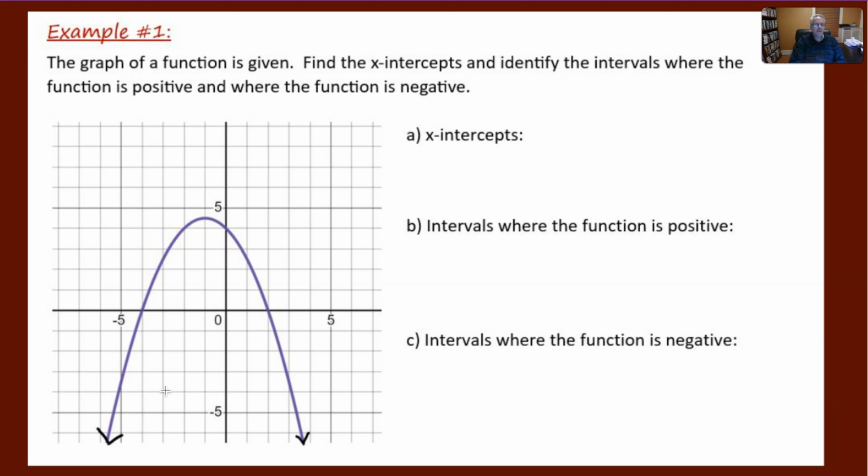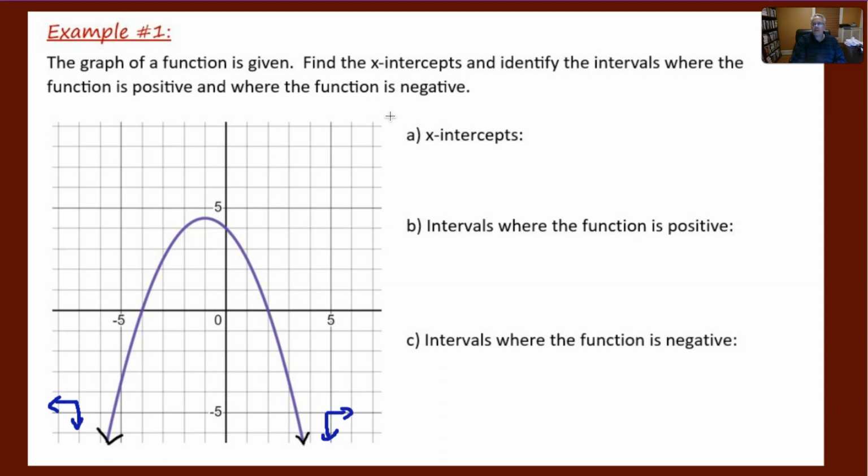Before we start, though, I just want to comment on what these arrows down here at the ends of the function mean. On the left here, this arrow means that this function goes down forever and to the left forever. We'll need to think about that in a second. And this one over here is going down, but towards the right. The function goes down forever and to the right forever on this end.